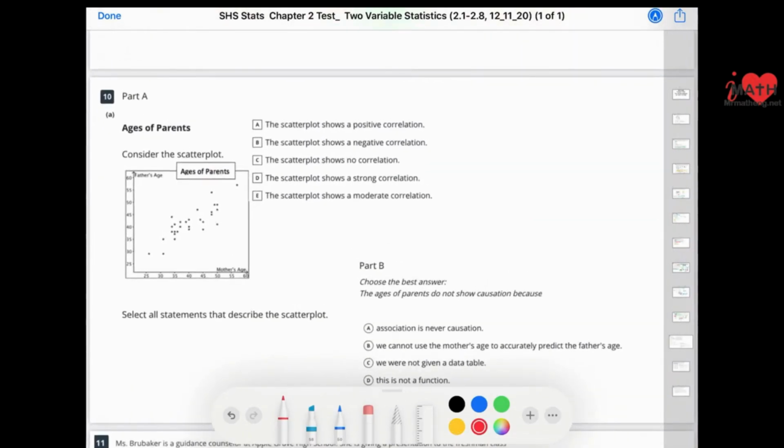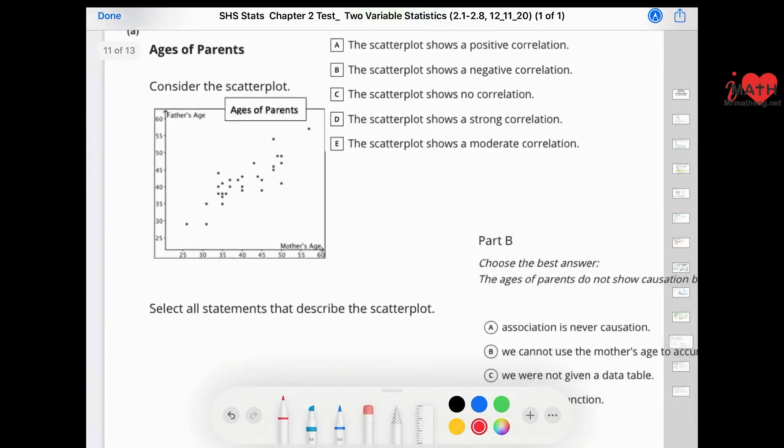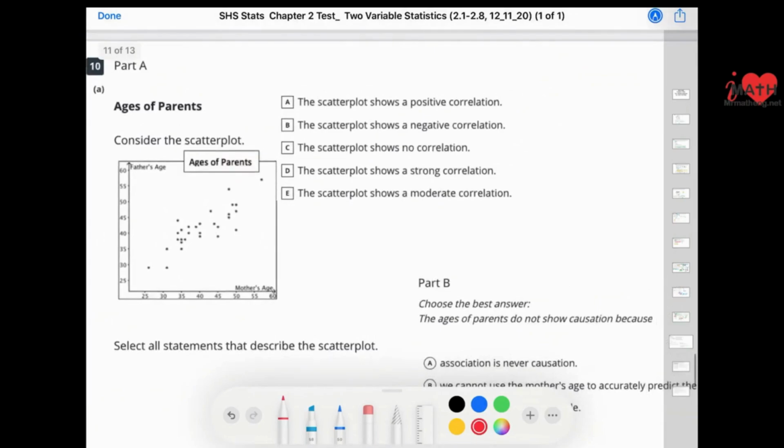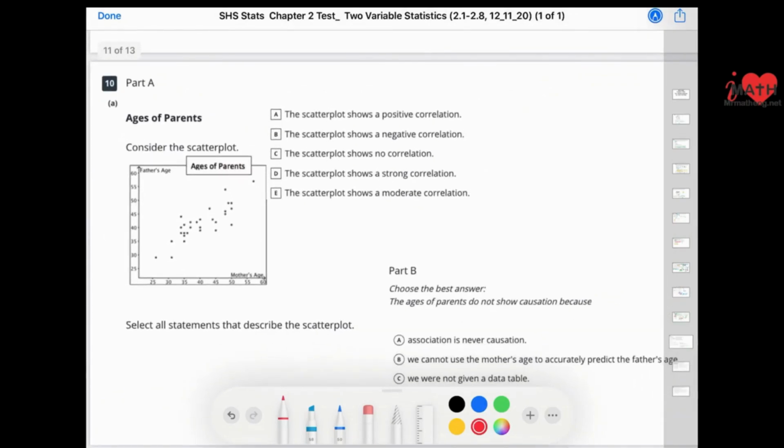Age of parents. Consider this scatter plot. So I have the mother's age and the father's age. Select all the statements that describe the scatter plot. Select all the statements, so it can be more than one. I'm going to put a line in here, what I think is the best fit.